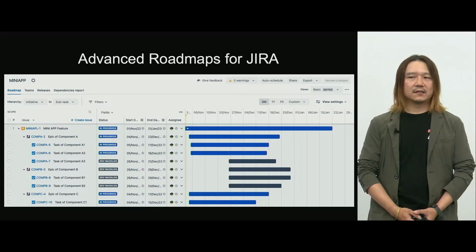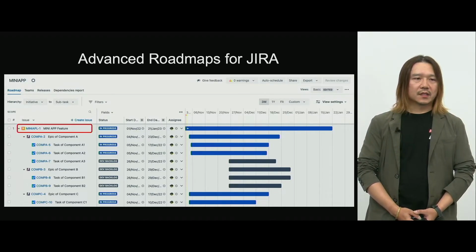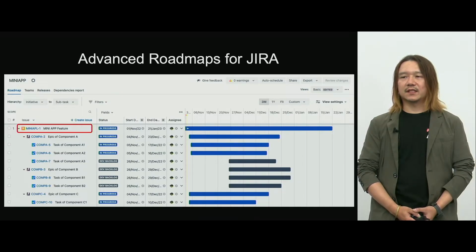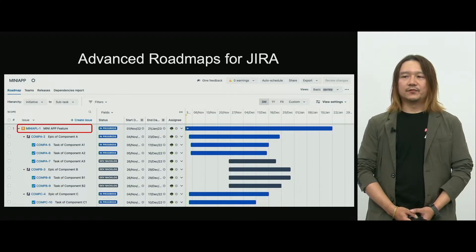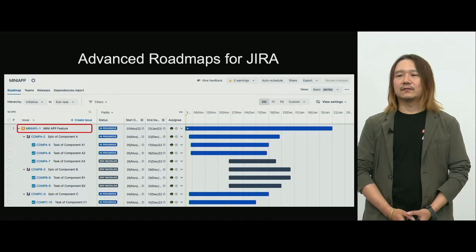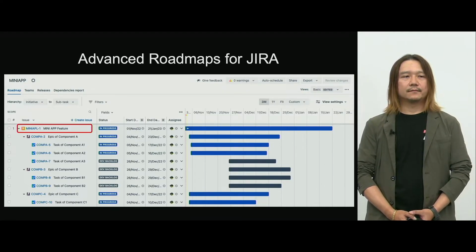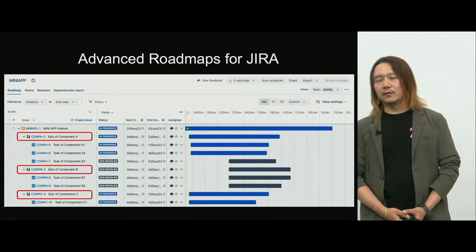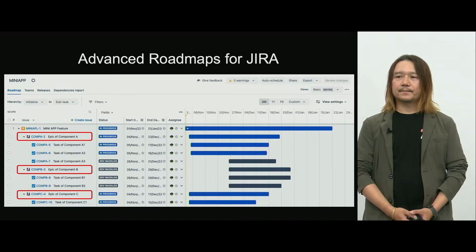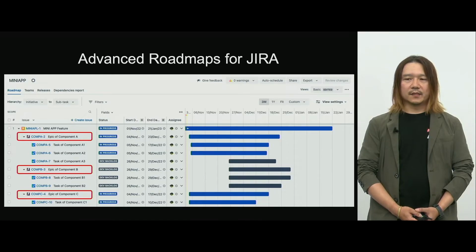For my explanation, this is a sample project I created. The one in orange is an initiative ticket. Line Mini App feature is the name I put, and all the tickets related to the feature are attached to this. Under the initiative, an epic for each component is associated. Here, A, B, C, there are three component epics.